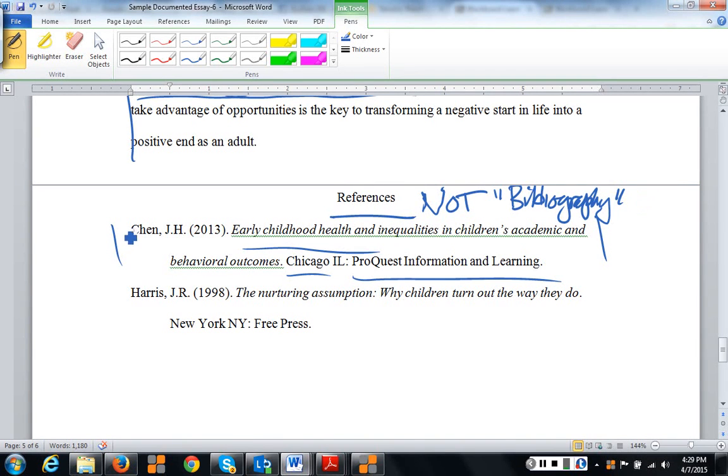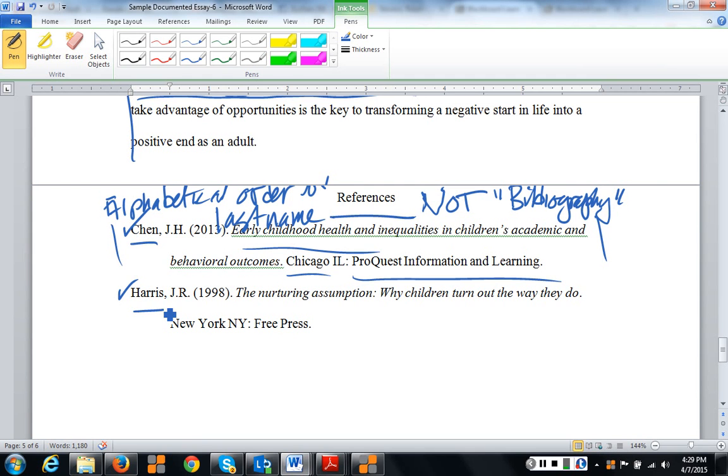Secondly, the references are in alphabetical order, A-L-P-H-A-B-E-T-I-C-A-L, alphabetical order by last name. Okay, got that? And so Chen comes before Harris, and Chen and Harris are the names of the authors here.